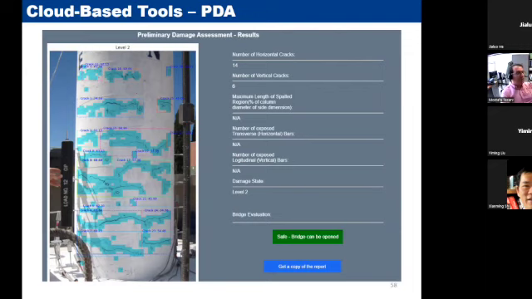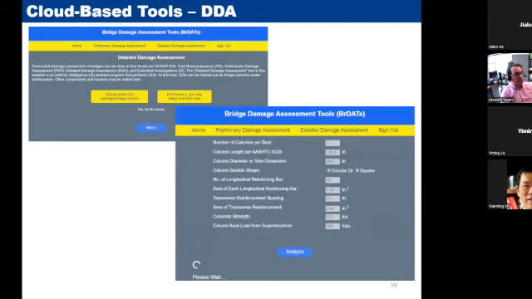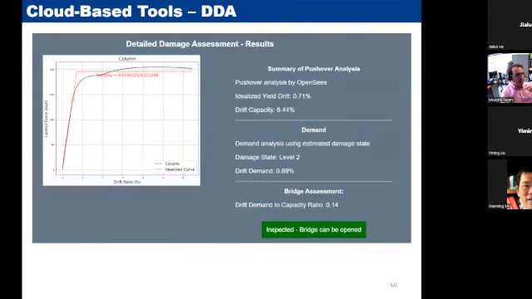If not, and you want to do a more detailed analysis, you go to that tab and upload your picture. It will ask a few column parameters, 8 or 9 of those. Then it will run, let's say, OpenSees behind the scenes, give you the pushover analysis, and tell you, based on the damage and the capacity, if this bridge is safe or not safe to be open to the public.